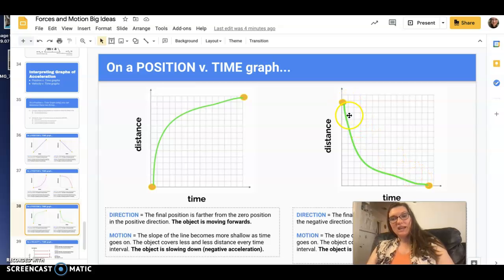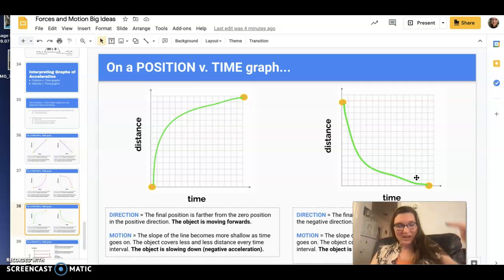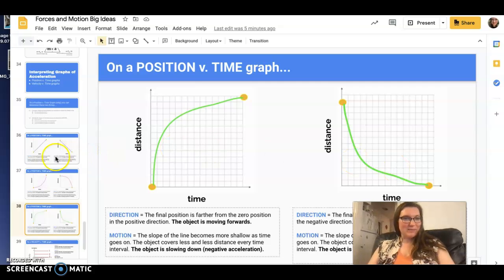So this is a negative velocity with a positive acceleration. That's the tricky one to think through logically, but basically the forces are working against each other, right? You're going in this direction, but the acceleration is kind of pushing your curve up like that. That's how I like to think about that one.